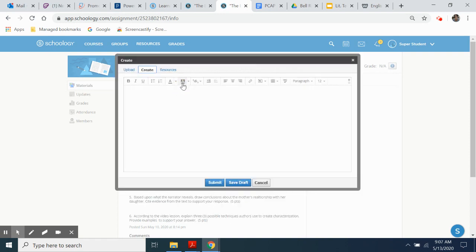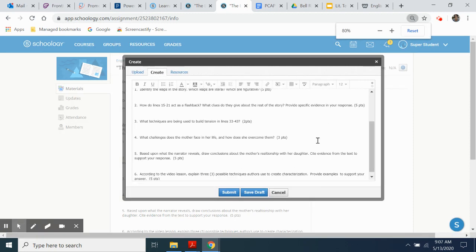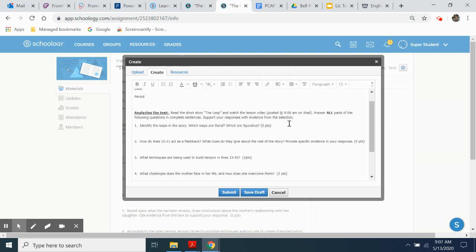I'll click create, and then you can see it's a document here. And I can start answering those questions. And answering in complete sentences. Remember, part of your grade, it does say you use evidence from the selection. So make sure you're doing that.